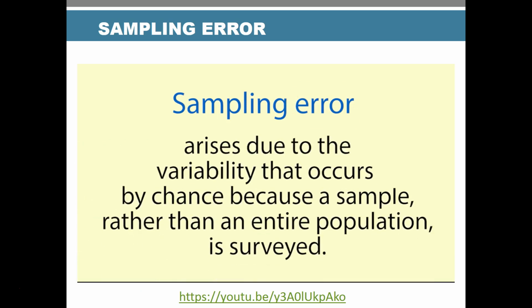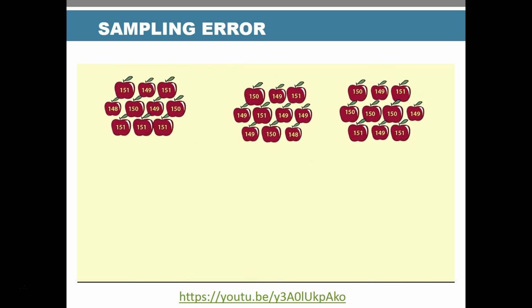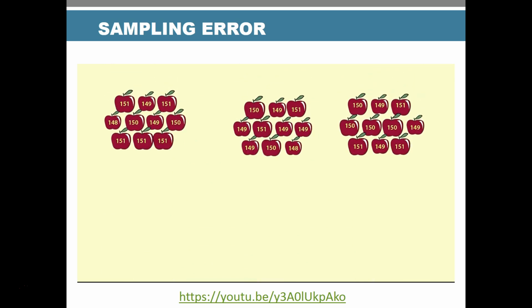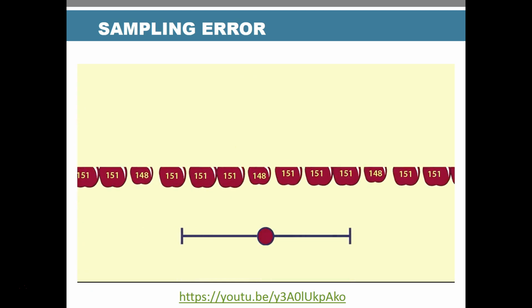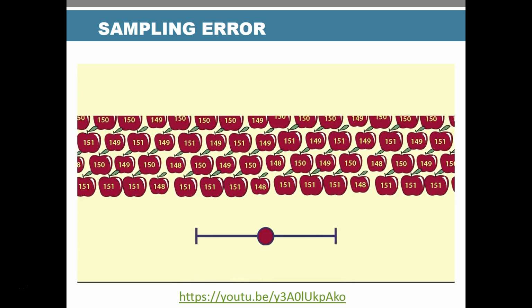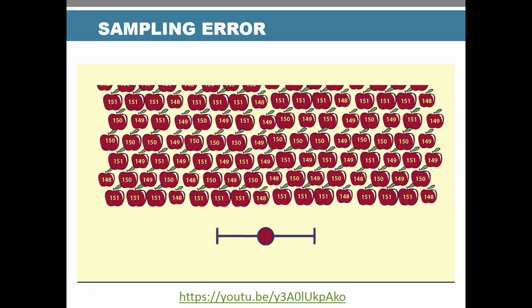Sampling error arises due to the variability that occurs by chance because a sample, rather than an entire population, is surveyed. When samples are small, the potential effect of sampling error is greater, but even with a big sample we can never eliminate sampling error completely.